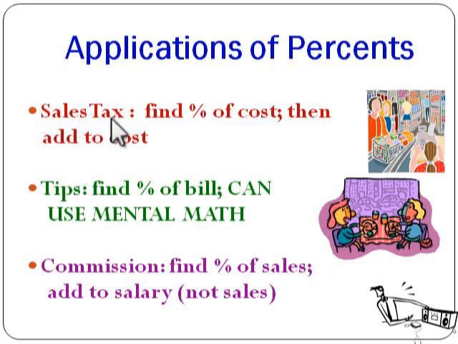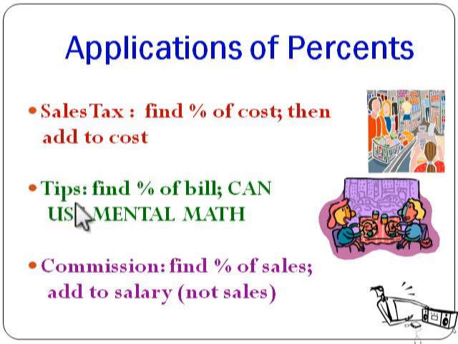One is sales tax. To find the sales tax, you simply find the percent of the cost and then add it to the cost. So for example, if you had something that was $5, they will tell you the sales percent; you never have to figure it out. They tell you the sales percent is 7%. You're going to take 7% of $5 and then add it to the $5, and that'll be your total cost.